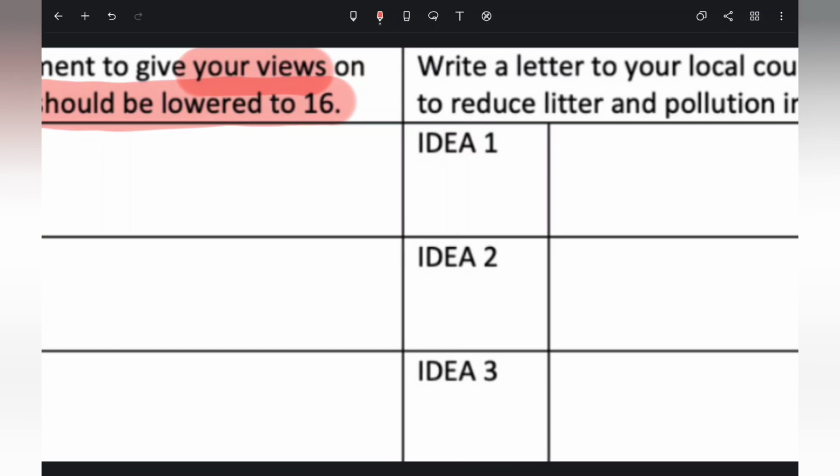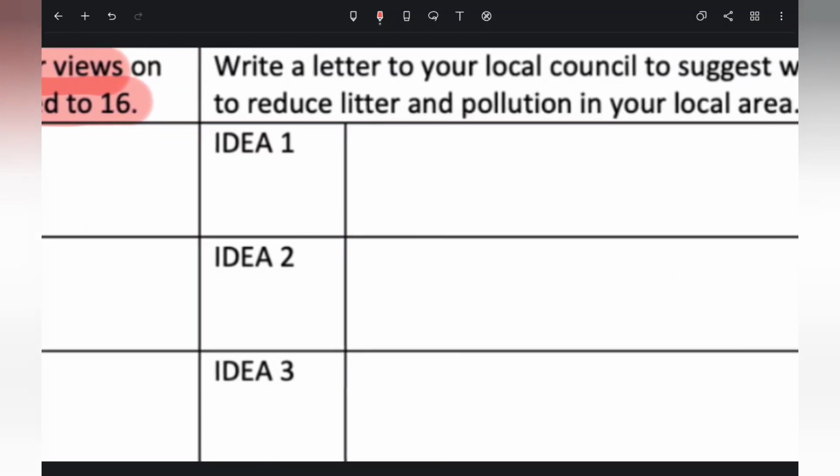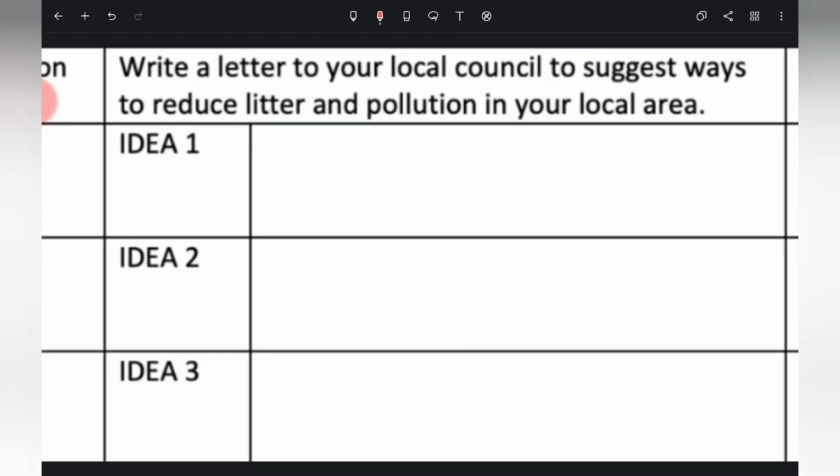The second predicted question for our letter could be: write a letter to your local council to suggest ways to reduce litter and pollution in your local area. So essentially this question is about the environment and what can be done to help the environment. So you're giving your suggestions on what we can do to help. And remember, it has to be persuasive, otherwise you're not writing an effective answer.